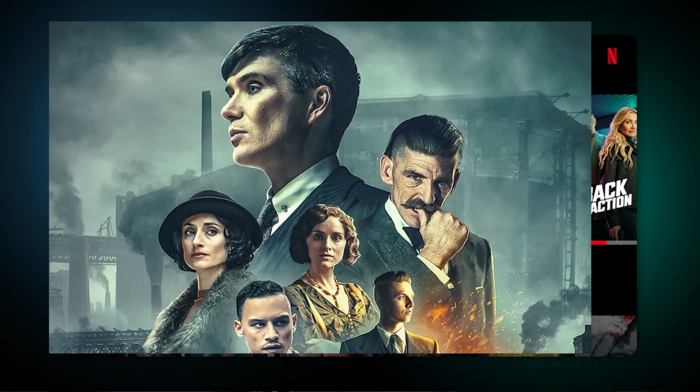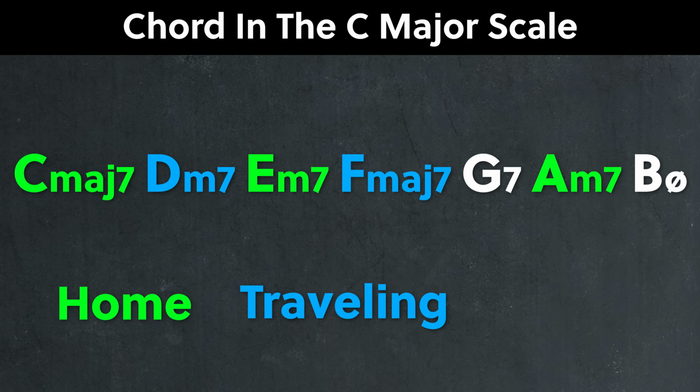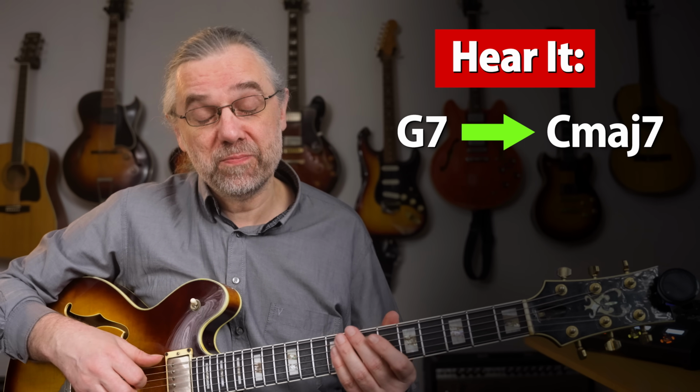Knowing the key is like watching a Netflix show that you already know. You recognize the main characters and you know their roles. Which one feels like home, which one moves away, and which one creates tension that wants to resolve. For example, in C major, C major 7 feels like home, and G7 is the one that really wants to go back home. Listen to this.